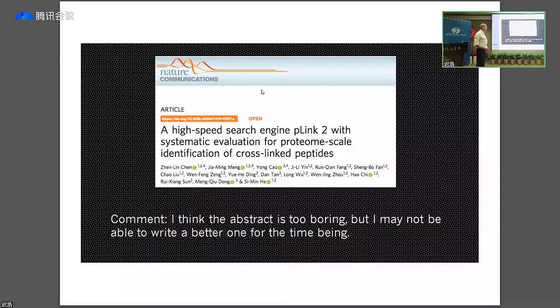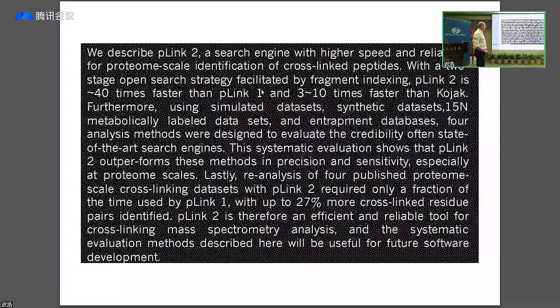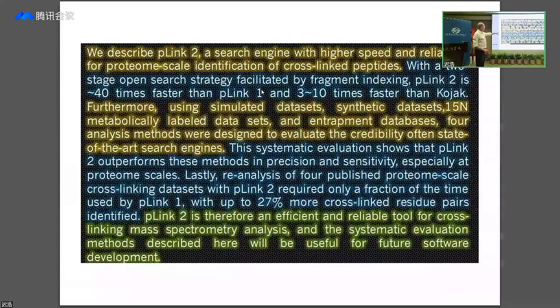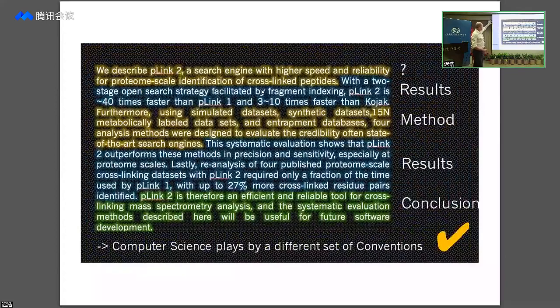There's a comment by the student: I think the abstract is too boring, but I may not be able to write a better one for the time being. So the student says for the time being, because the student believes that after listening to the seminar series, he or she will be able to write a more interesting abstract. So let's have a look. This is really interesting. You can see at the beginning there's a sentence. I'm not quite sure what role it plays. It's more like announcing the novel tool that has been developed.